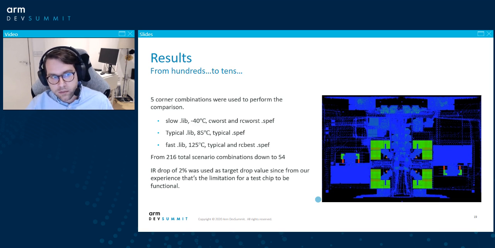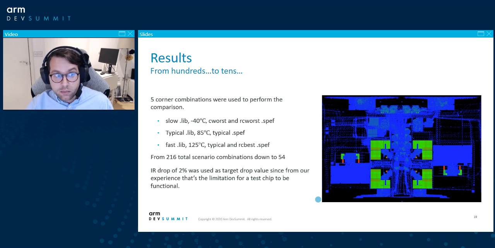So if you remember, the operating voltage was 0.85 for the always on domain, then 2% is a drop of 0.8085. So that number came out from our past experience. We know actually from our past experience that it limits a design to operate as we expected.